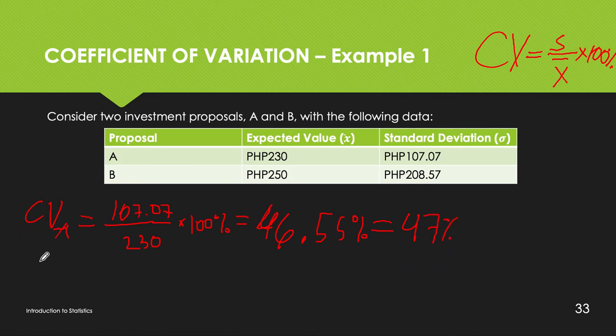How about for letter B? Let's solve it. CV of B is equal to the SD of B, which is 208.57, all over 250 times 100%. Sorry for my penmanship. Let's have it. I will be using my calculator likewise. So 208.57 divided by 250 times 100 will give us an answer of 83.43%.